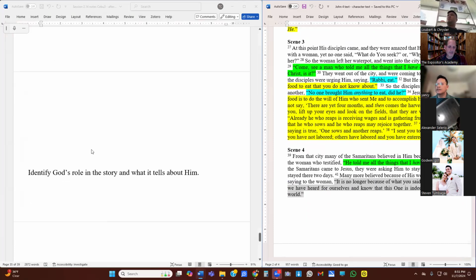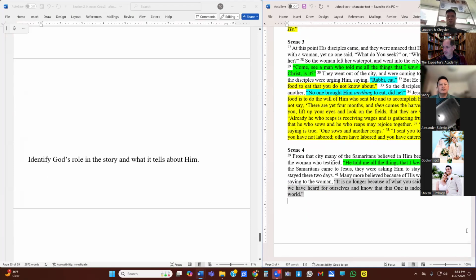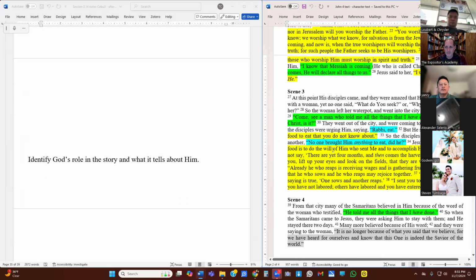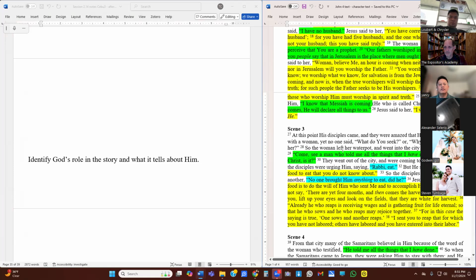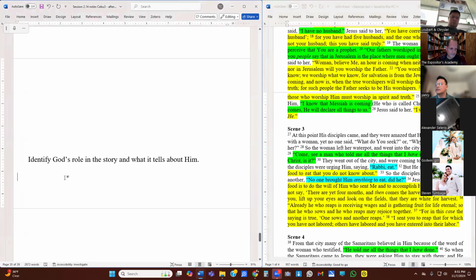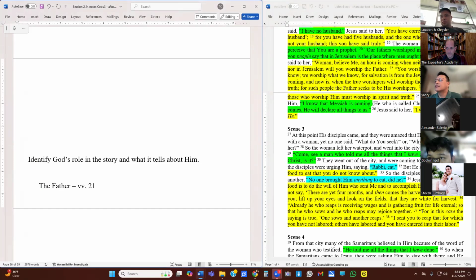And then finally, God's role in the story. What does it reveal about God? And here, of course, we see much regarding Jesus in this case, but also the Father, right? Where's the Father mentioned in this story? Verse 21. Yeah, 23. Verses 21 on. Or also 24, right? God is spirit. Yeah, right? God is spirit.